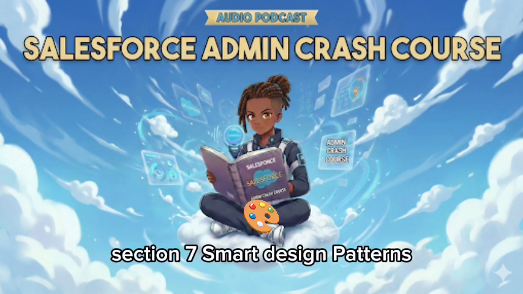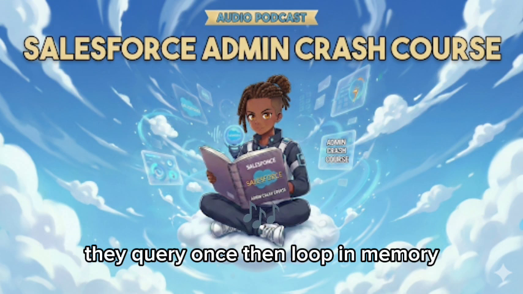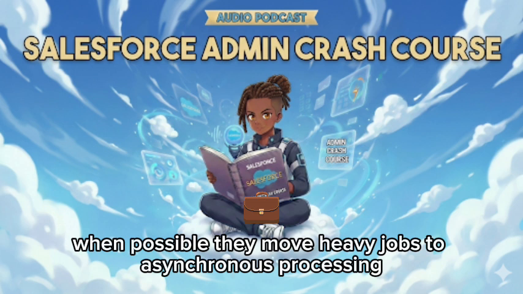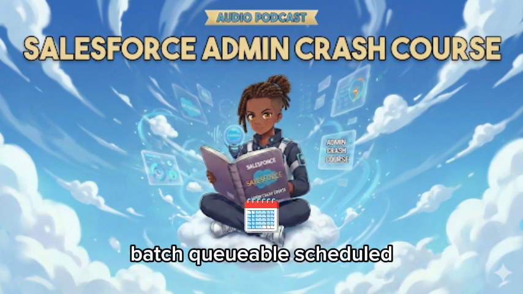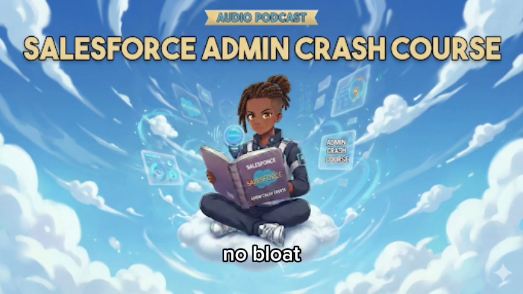Section 7. Smart design patterns. Here's what professionals do. They query once, then loop in memory. They update in batches. They use before-save flows when possible. They move heavy jobs to async processing: batch, queueable, scheduled. They clean automation regularly, no bloat.